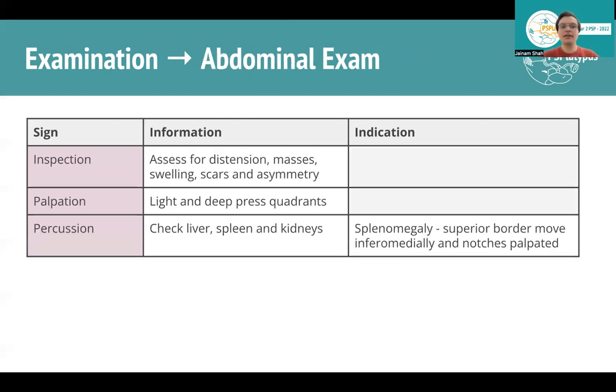And the last thing is the abdominal examination. So inspection-wise, same things as you did in your regular abdominal examination. So any distension that could indicate ascites, masses, swellings, scars, and any asymmetry that you can view when the patient is supine. Palpation-wise, do the same thing. So light and deep palpation of the quadrants. The main organs that you're feeling for here, or even when you're percussing, is going to be the liver and the spleen.